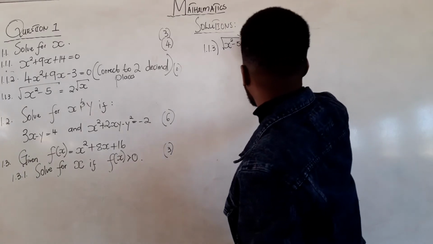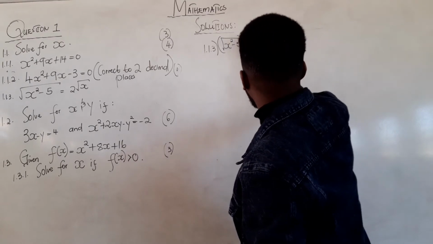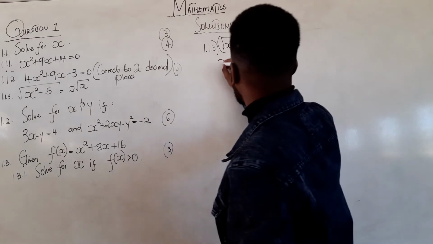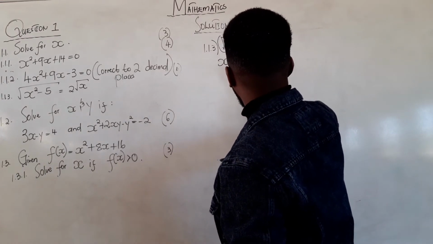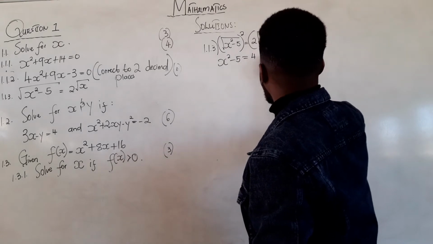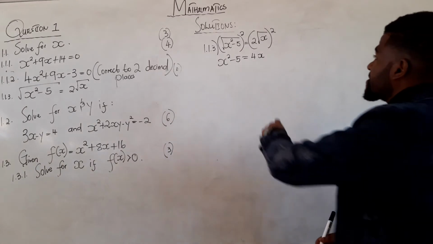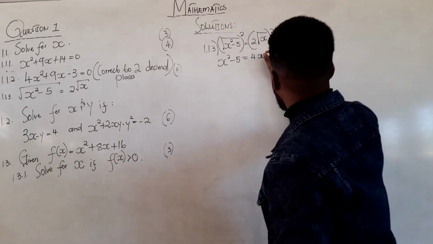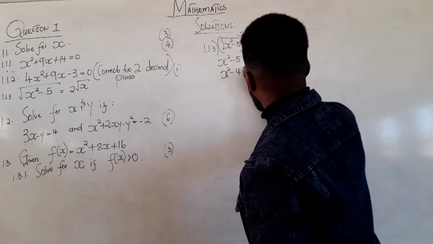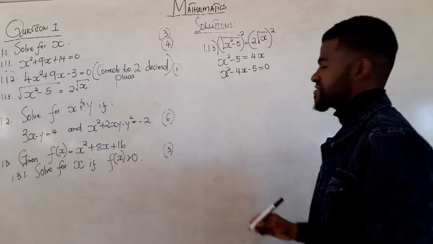Now we're going to put everything inside the bracket and then square it. The square will cancel the square root, and then we are left with x squared minus 5. 2 squared is equal to 4 into x. The root of x to the power 2 is equal to x. Then we are going to transpose this to the other side. x squared minus 4x minus 5 is equal to 0.